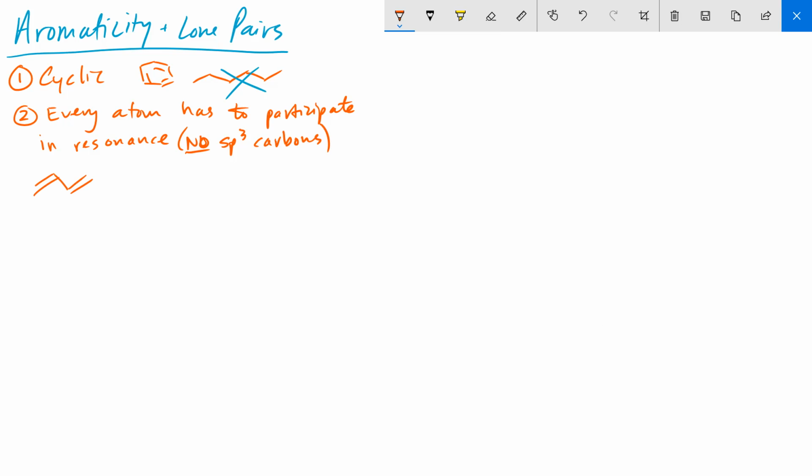Let's look at this butadiene right here. Every carbon atom in here is sp2 hybridized. They're all participating in some form of carbon-carbon double bond. So I ask you, is this compound aromatic? No, it's not, because it's not cyclic. Kind of a trick question there, I led you into that one. It does meet rule 2, but it doesn't meet rule 1, not cyclic.